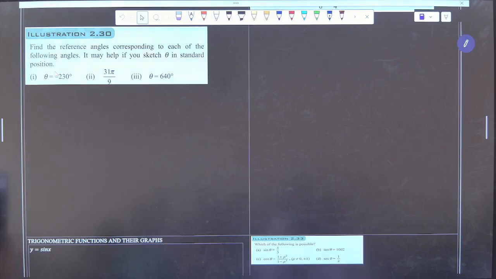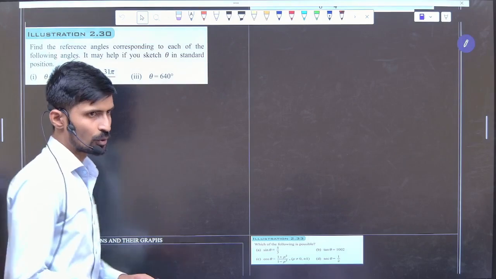Okay, so if I am asking you, sketch this angle minus 230 degree. Can you sketch?